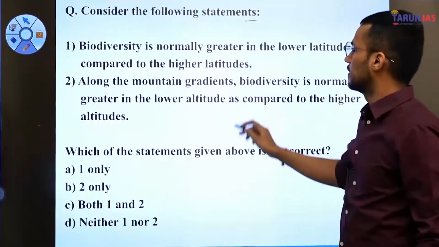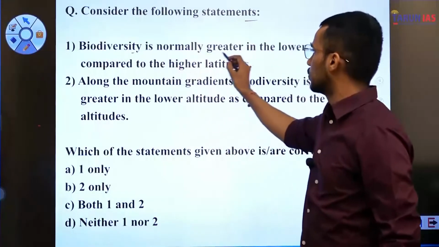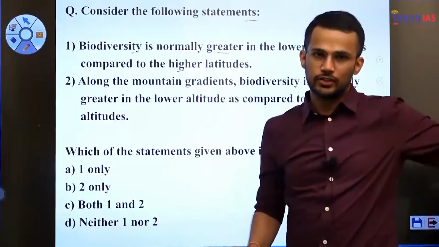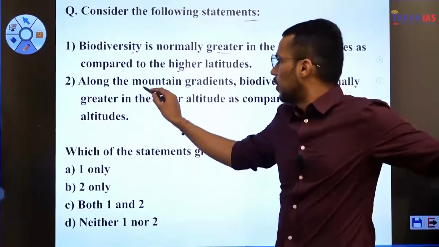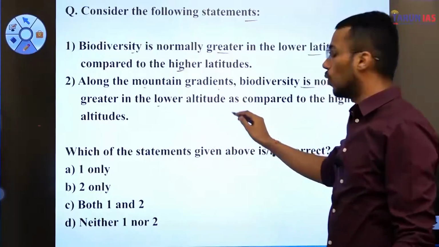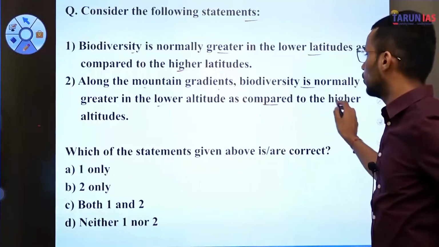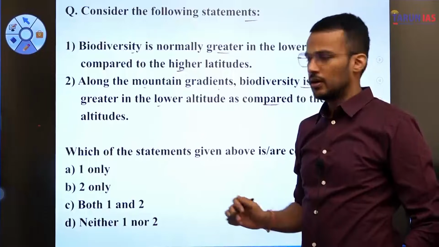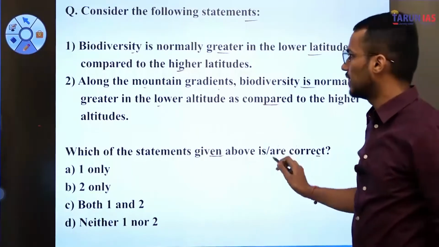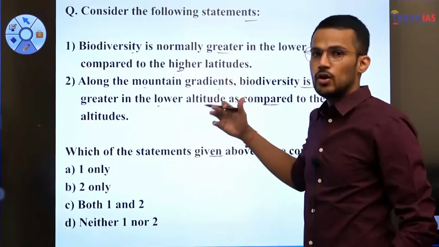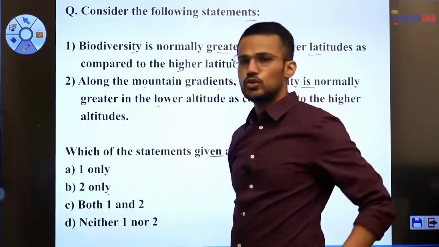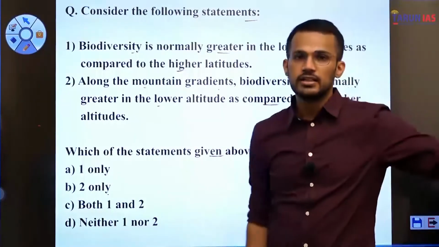Consider the following statements. First statement, biodiversity is normally greater in the lower latitudes as compared to the higher latitudes. Second statement, along the mountain gradients, biodiversity is normally greater in the lower altitudes as compared to higher altitudes. Which of the following statements given are correct? So you have to identify amongst these two statements which one is or are correct. Options are A, 1 only, B, 2 only, C, both 1 and 2, and D, neither 1 nor 2.